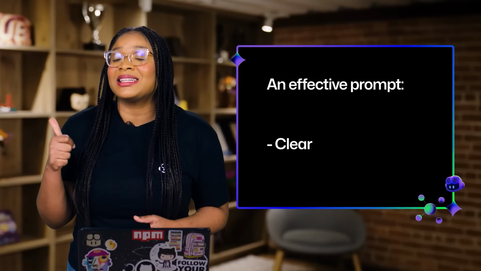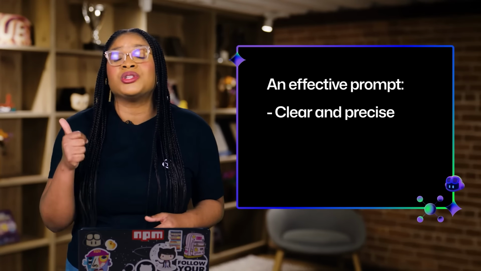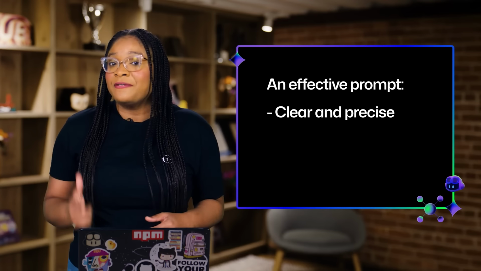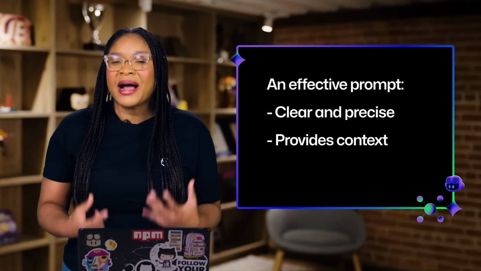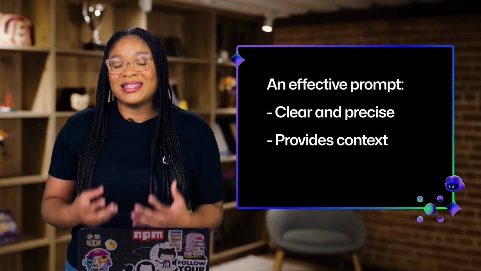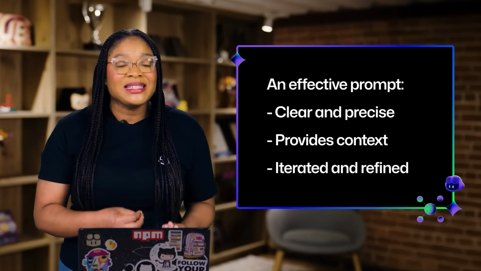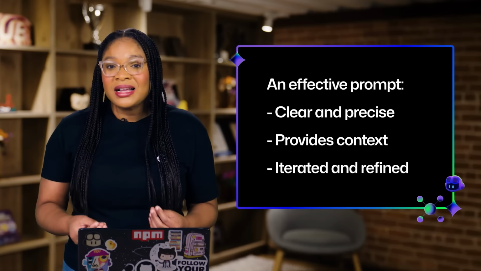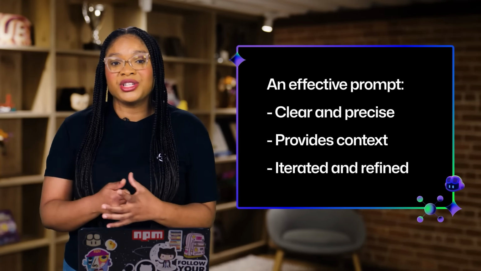Now, let's talk about some key components of effective prompting. An effective prompt is clear and precise. Ambiguity can confuse the model, so don't forget that. An effective prompt also gives enough context. You want to provide enough background information to get the job done, without overwhelming the model with unnecessary detail. And don't forget, you can always iterate and refine your prompts. If you ask for something and you don't get what you expect, tweak your language.